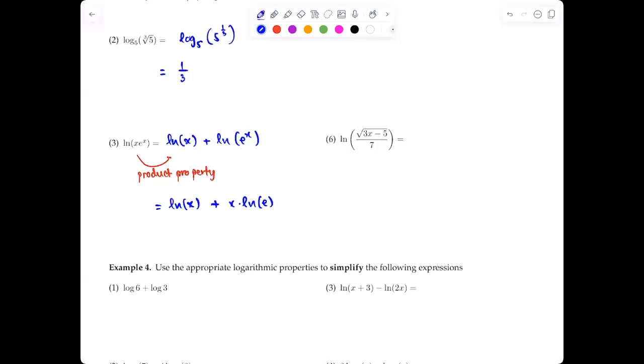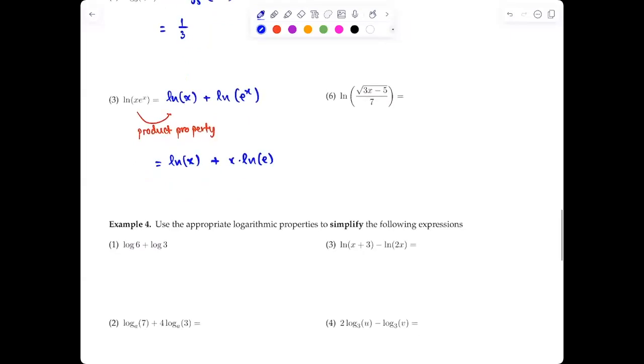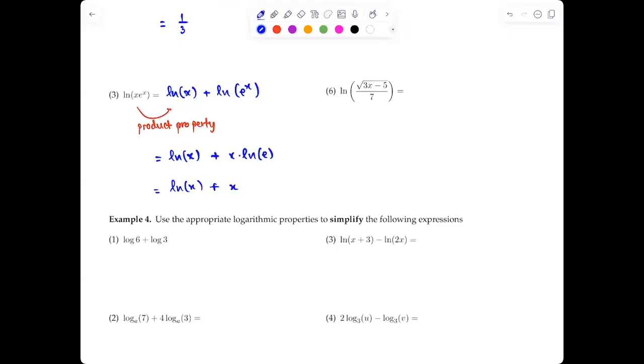So technically, ln of e is equal to what? ln of x is log of base e of x. So ln of e is log of base e of e. So what is this equal to? Yes, ln of e is equal to 1. So even though here you use the power property, you can directly use the cancellation properties, because log of base e cancels out with the exponential function. This is ln of x plus x, because ln of e is equal to 1.